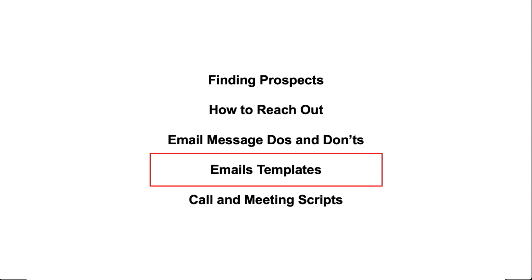Now let's apply those concepts and provide you with some email templates that you can use. Before I talk about email messages that you can send, I do want to point out that there's two different types of ways that you might be wanting to engage with people that you find on LinkedIn.